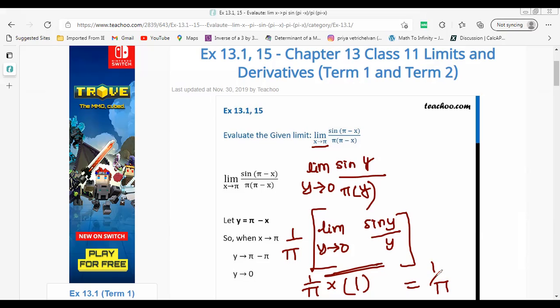Ma'am, we don't have to substitute x over here, right? Since there's pi. In the question it says x approaches pi, so we don't have to substitute pi with x. No, dear, that's what I've told you initially. We are converting the whole x term into y term. That is why I showed you the substitution process in the beginning. Do you want me to do this question again? No, ma'am, I understood. It's fine.